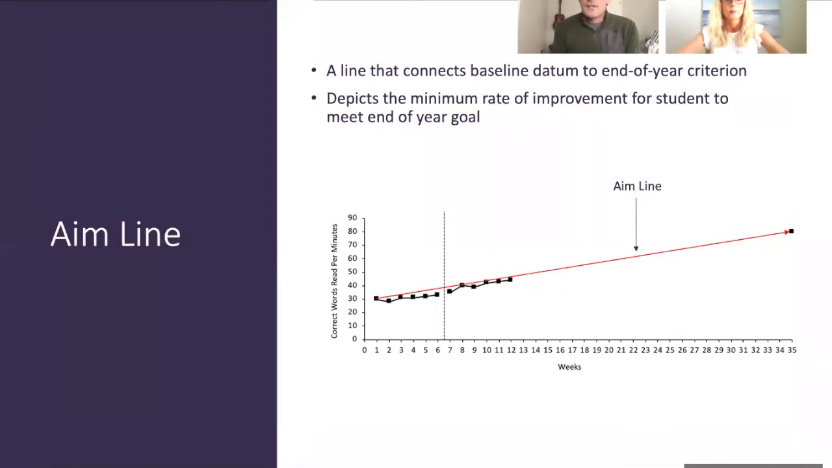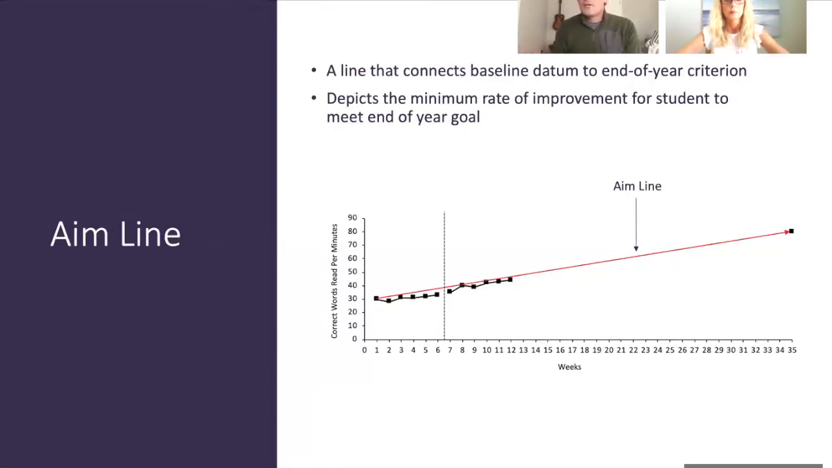So the first thing you'll see here is we have an aim line drawn. The very first data point on our graph is actually representative of typically three administrations of a CBM. So oftentimes we'll administer a CBM maybe Tuesday, Wednesday, Thursday of the week. We'll take the median point and that's what will be plotted on our graph. Each subsequent week, we will just collect one data point and plot it. The aim line is connecting that first baseline data to the very end of the year goal that we've set.